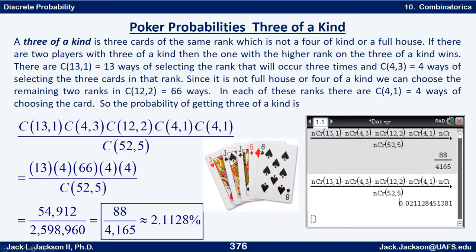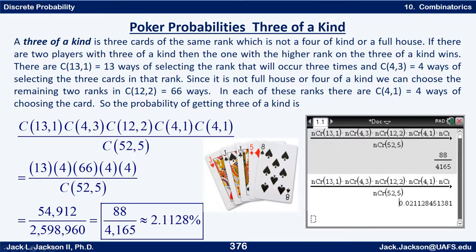Now, since it's not a full house or a 4 of a kind, we have to choose 2 additional ranks. And so that's 12 choose 2 equals 66 different ways of choosing the other 2 ranks. And once you choose those ranks, there are 4 cards. We're choosing 1 of each of those ranks.